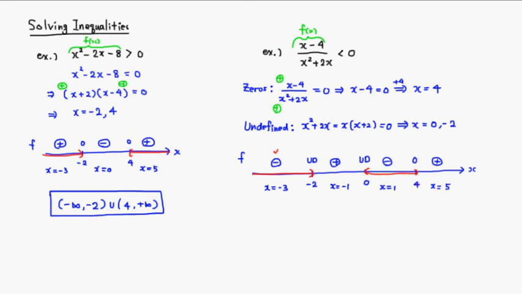So the solution for this original inequality is going to be negative infinity all the way to negative 3, not including 3, and between 0 and 4, not including 0 or 4. So that's the solution of the original inequality.